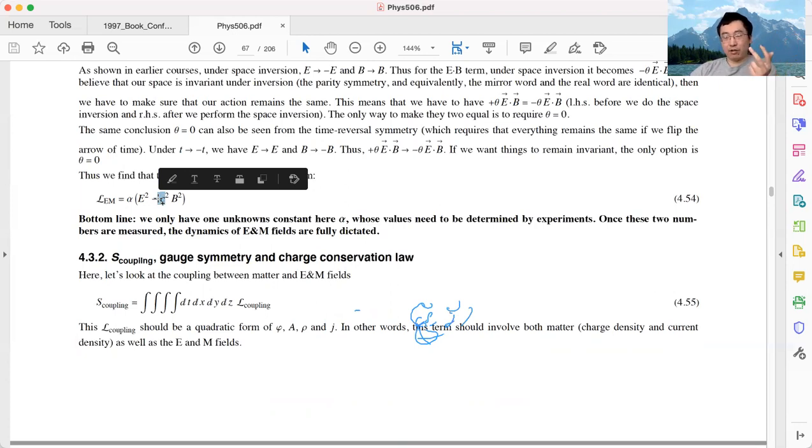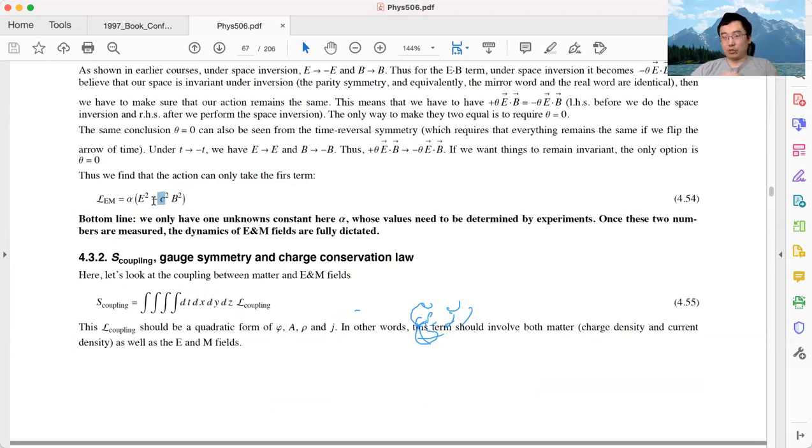As I promised you at the beginning of this chapter, we pretend that we know nothing about E&M. We don't know the Maxwell equations. The only knowledge we have about E&M is about symmetries. But purely from the symmetries and the principle of locality, we find that the action of the E&M field has almost no freedom. We have no freedom to choose it. It must look like this structure. And the only freedom we have is the value of these three parameters.